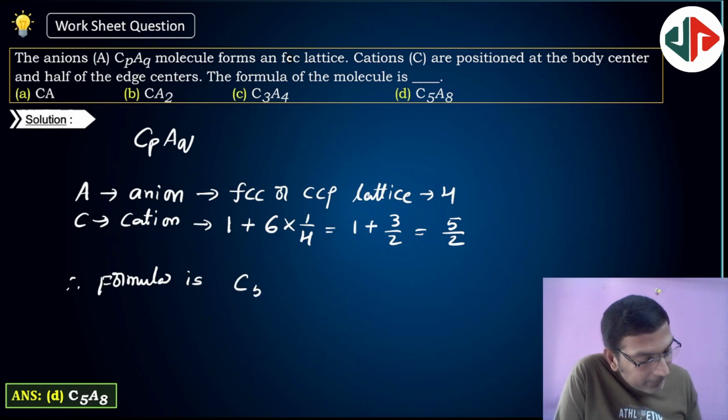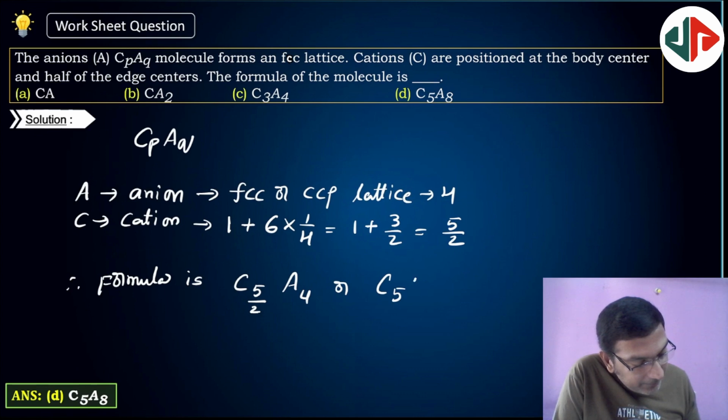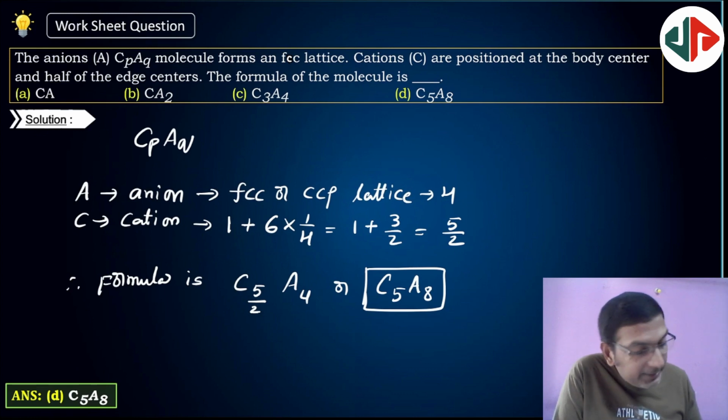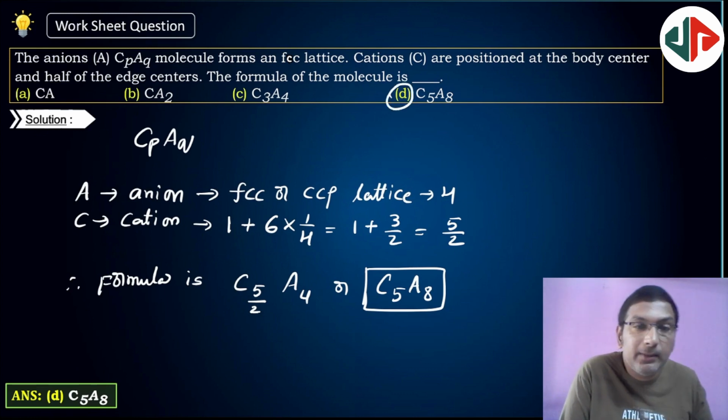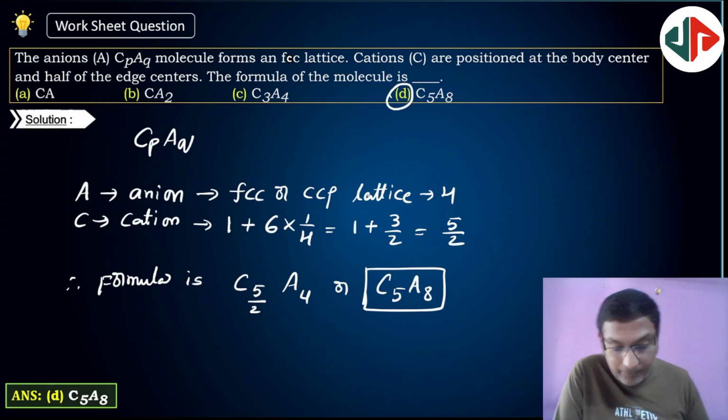So cation 5 by 2, anion 4, or we can write C5A8. D is the option. So anion forms FCC or CCP, therefore effective number of atoms 4. Cations occupy the body center, that means 1, plus half of the edge centers. There are 12 edges, in that half, 6. 6 into contribution 1 by 4. C5A8 is the formula. Next.